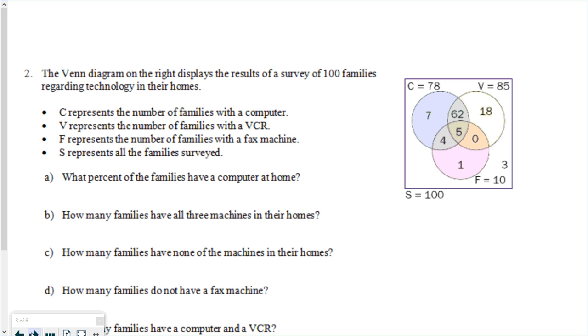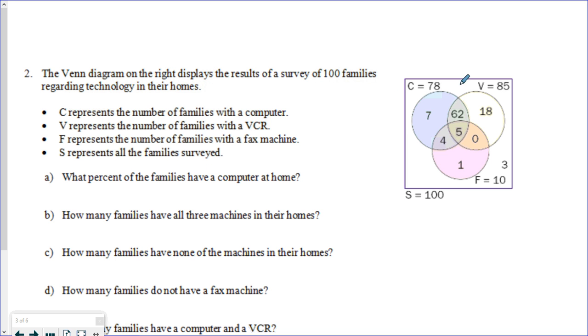The Venn diagram on the right displays results of a survey of 100 families regarding technology in their homes. Oh my gosh, it must have been a survey from, you know, the 90s, let's say. C represents the number of families with a computer. V represents the number of families with a VCR. F represents the number of families with a fax machine, and S represents all the families surveyed. So that would actually represent our universal set for this. But yeah, there's some old stuff, VCRs, fax machines, the stuff I grew up on because I'm old.